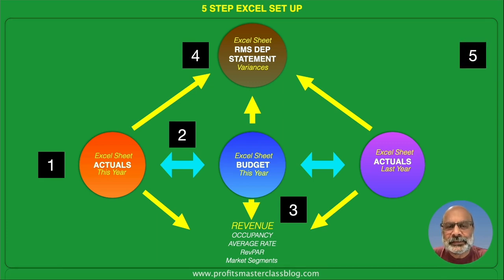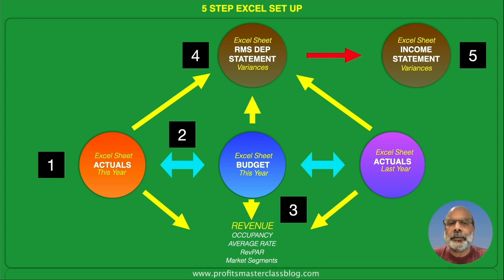And finally, in step 5, the rooms department statement is incorporated into the hotel income statement. Of course, the hotel income statement has, apart from rooms department, food and beverage department, and other departments. But this is the 5-step process by which you can set up your Excel sheets. And this video will show you how this 5-step process can take your budgeting exercise to the highest levels possible so that you can consistently achieve the targets that you set yourself.